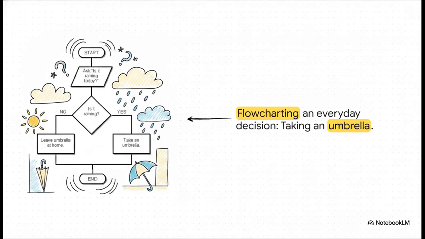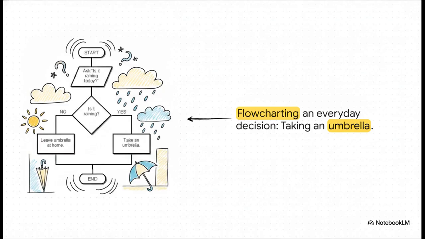Let's bring this down to earth with a highly relatable everyday example. Taking an umbrella. We start with our oval. We use a parallelogram to ask for input. Is it raining today? But here comes the diamond shape. This is our decision point. It asks the condition, is it raining? And creates a literal fork in the road. It forces a yes or no path. If yes, the rectangle process says, take an umbrella. If no, the process says, leave umbrella at home.